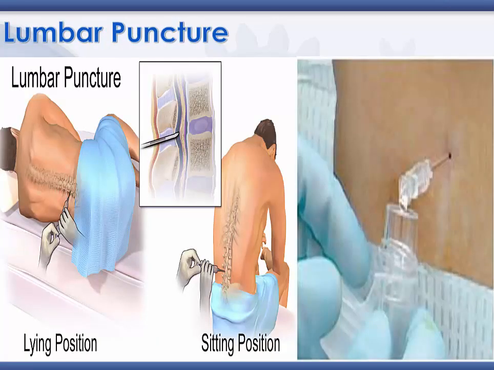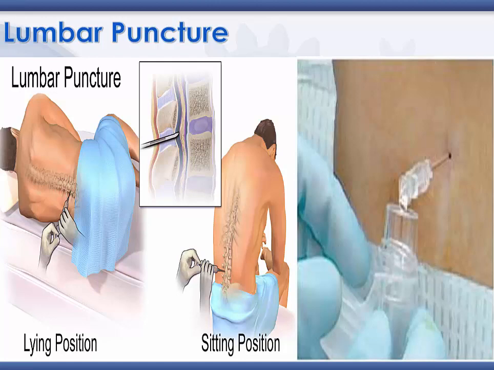A lumbar puncture is a common medical test that involves taking a small sample of CSF for examination. CSF is a clear, colorless liquid that delivers nutrients and cushions the brain and spinal cord, or central nervous system. Most lumbar punctures are done to test for meningitis, but they can also determine if there is bleeding in the brain, detect certain conditions affecting the nervous system, such as Guillain-Barré and multiple sclerosis, and administer chemotherapy medications.